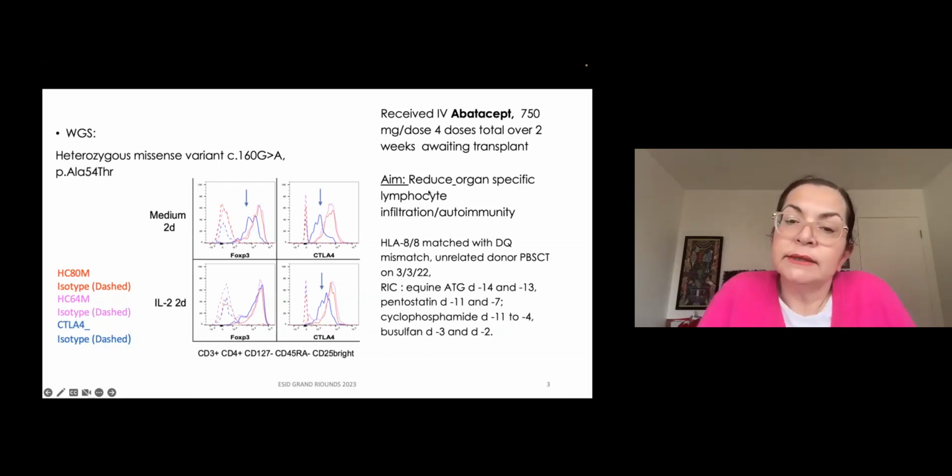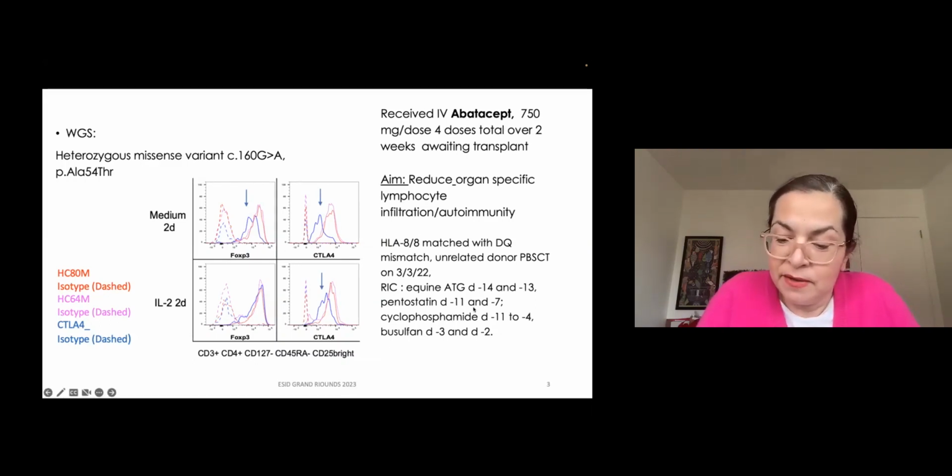Here, the aim was to reduce the organ-specific lymphocyte infiltration and autoimmunity, prepping for transplant. He had a matched with DQ mismatched donor transplant earlier, mid last year, using a regimen including ATG, pentostatin, and cyclophosphamide. So he engrafted. There were some hiccups after the transplant, but he did pretty well.